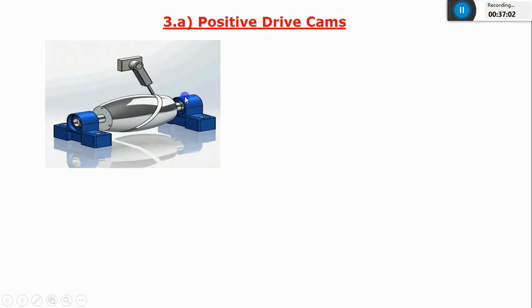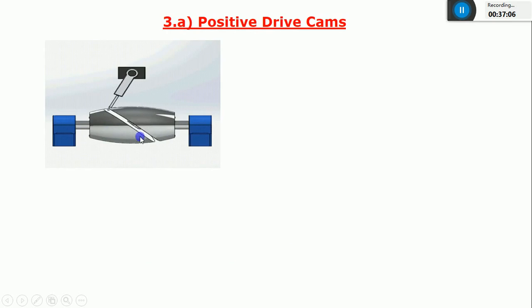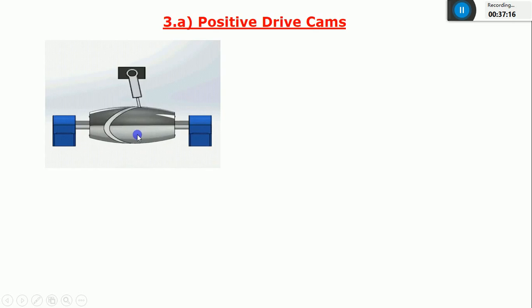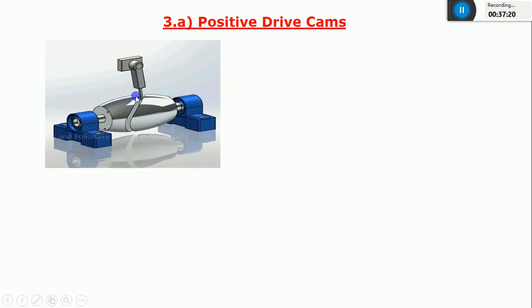So you can see this is nothing but a globoidal cam, correct? And you can see the contact between the cam and the follower is maintained with the help of a groove, correct? There is no external force or spring force required to maintain the contact between the cam and follower.